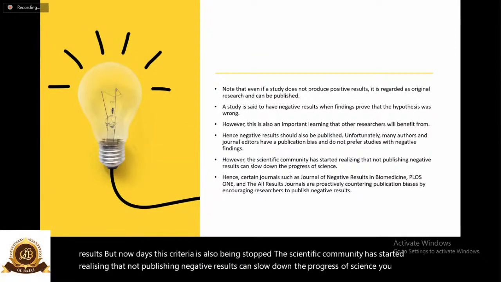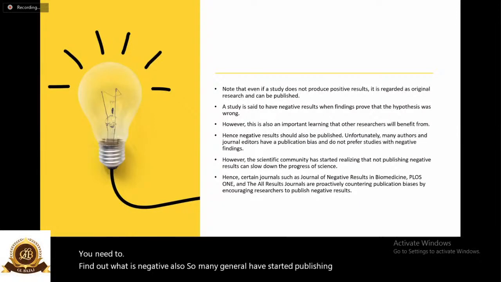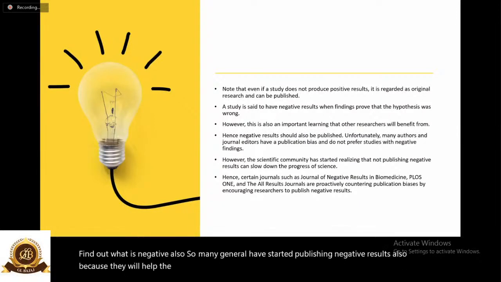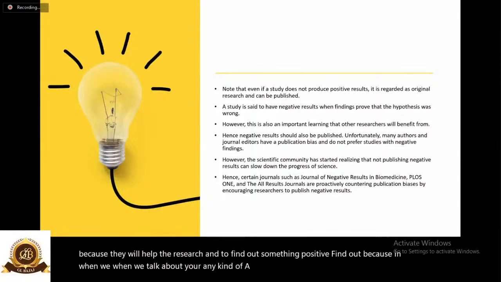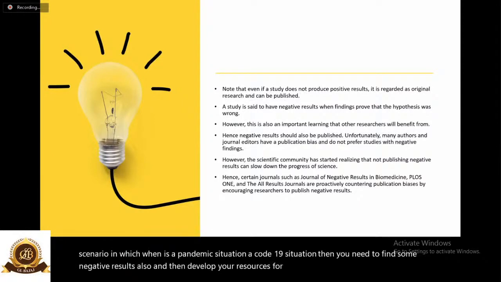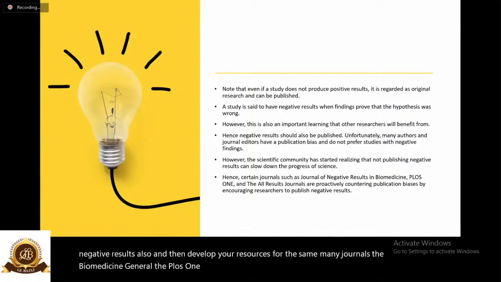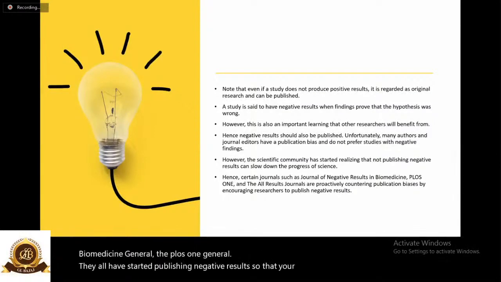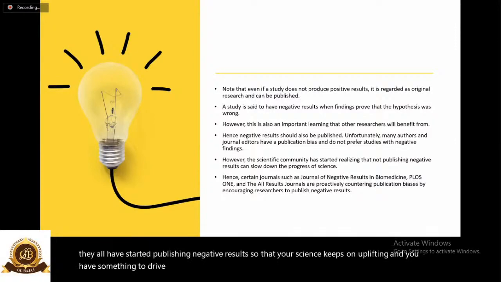So many journals have started publishing negative results also, because they will help the researcher to find out something positive. When we talk about any kind of scenario, whether it's a pandemic situation or the COVID-19 situation, then you need to find some negative results also, and then develop your resources for the same. Many journals like the Biomedicine Journal and the PLOS One Journal have started publishing negative results, so that science keeps on uplifting and you have something to derive from the negative and build something which is positive.